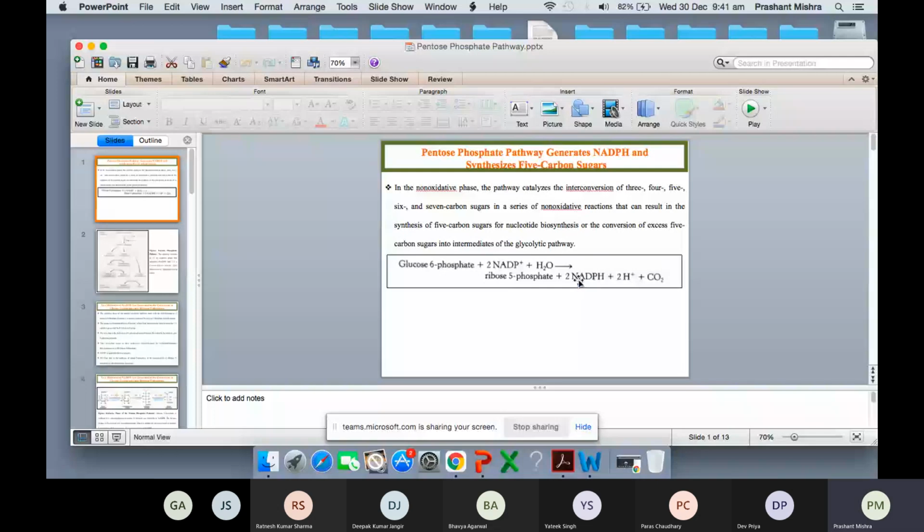So by this, I have completed this chapter. You have already learned it. It is just a refresher, making you understand how the different pathways can enter from glycolysis to the pentose phosphate pathway or vice versa.